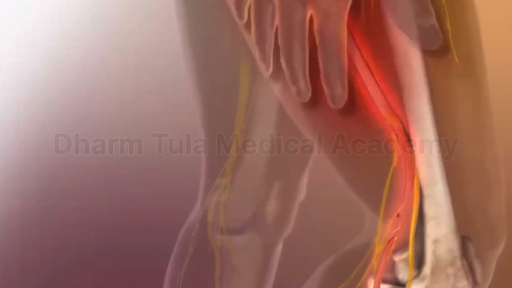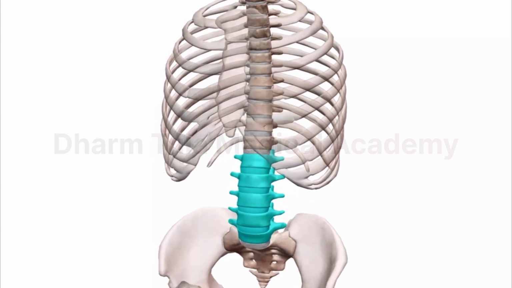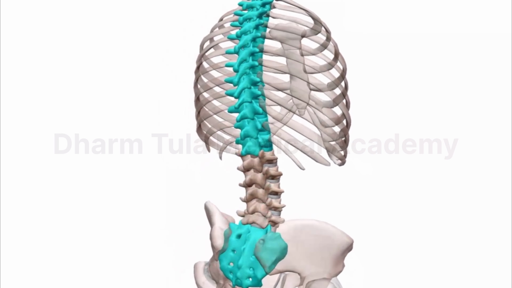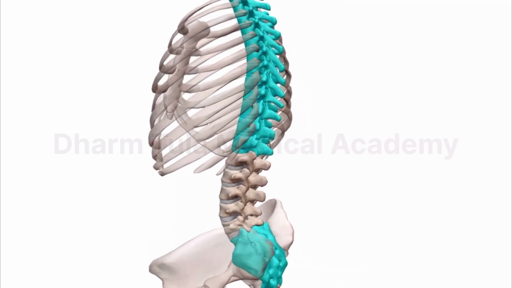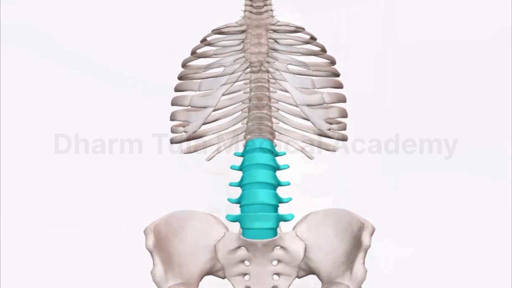and function of the spine and describe the course of the sciatic nerve. The lumbar region of the spine, vertebrae L1 through L5, is located between the thoracic and sacral spines. The lumbar spine includes 5 vertebrae and 5 intervertebral discs.